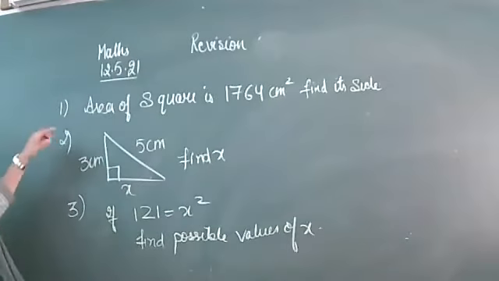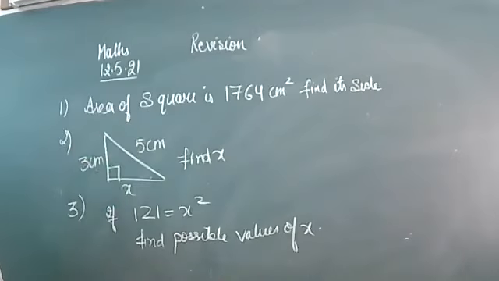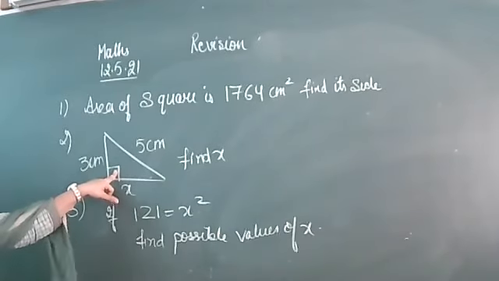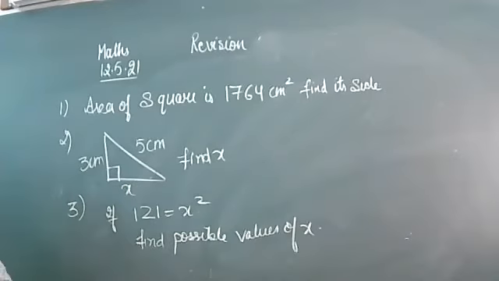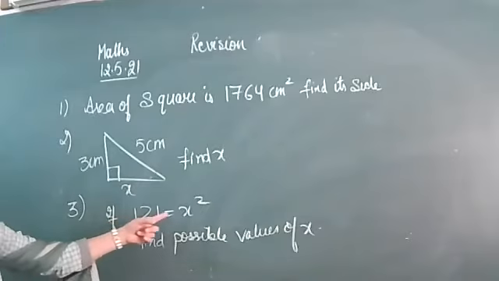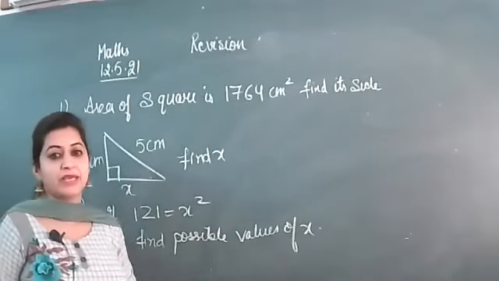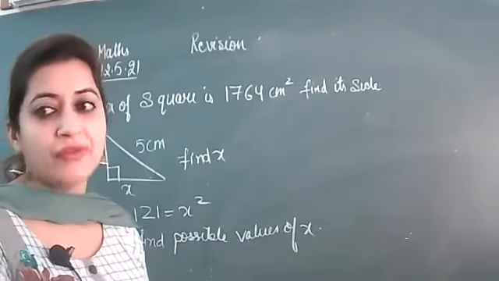The area of the square is 1764 centimeter square. Find its side. Here a triangle is given. This is your right angle triangle. Two of its sides are given. Another is missing. Find x. If 121 is equal to x square, then find all possible values of x.